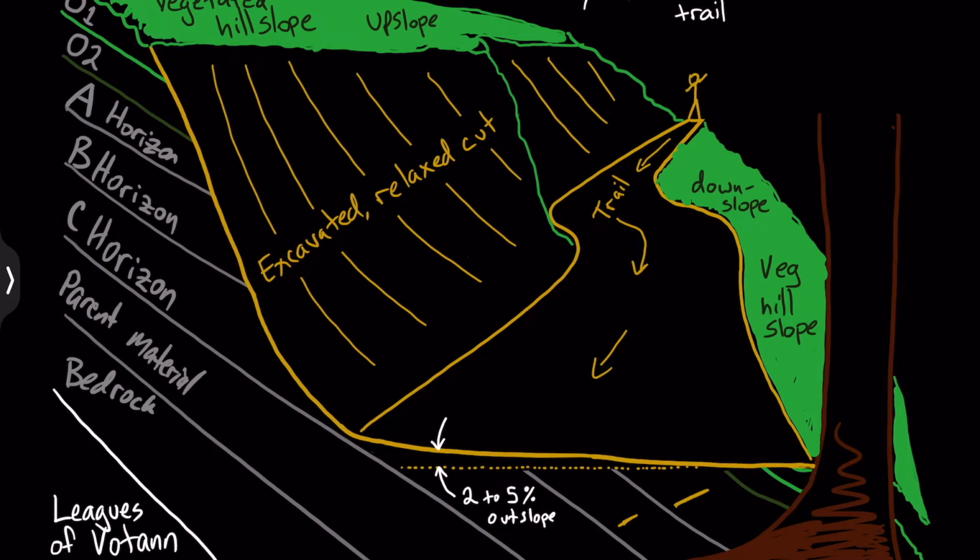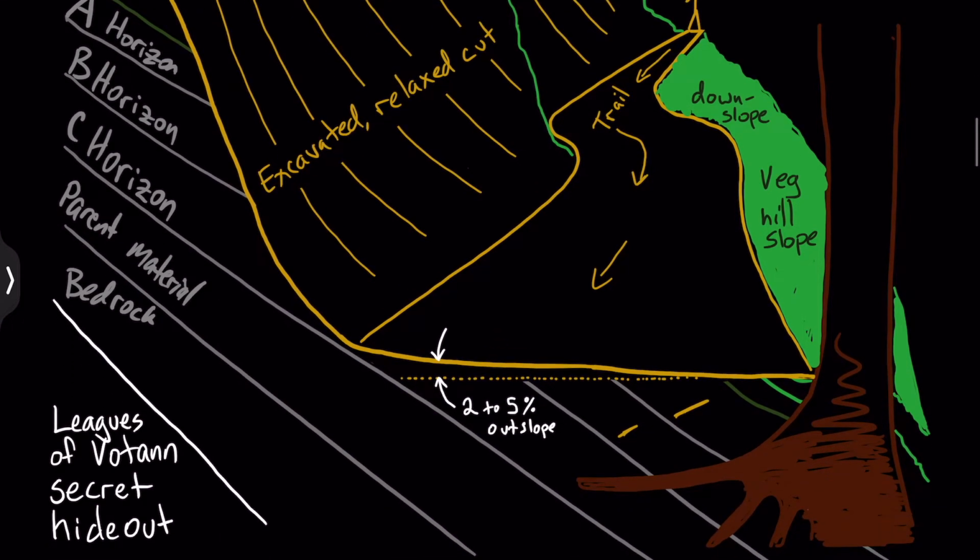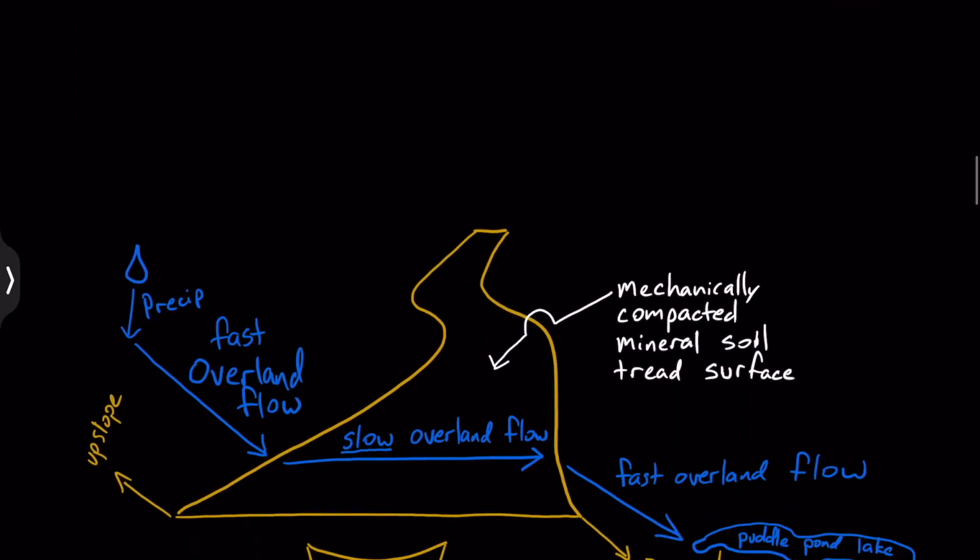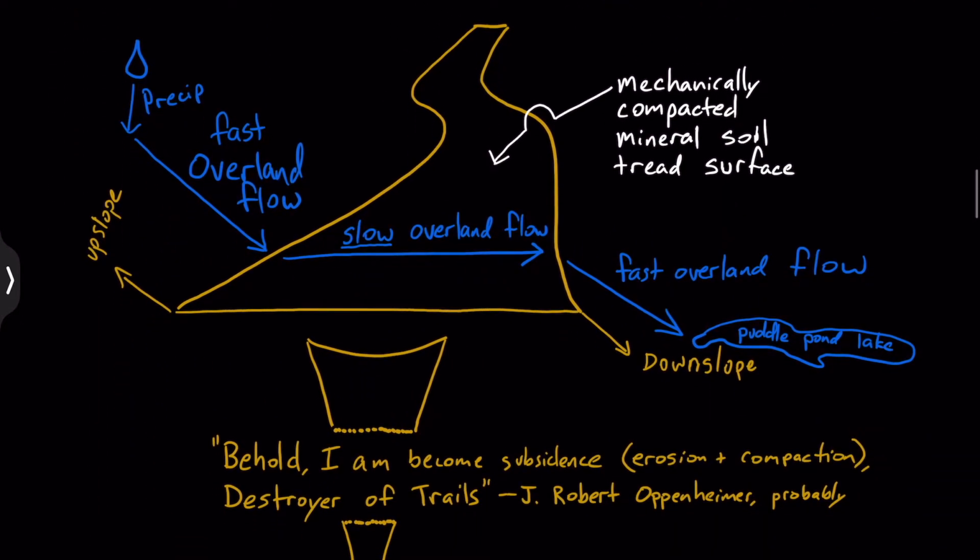and A horizons. We're going to build this trail to specification so that it has a 2 to 5% outslope. That is, if water hits this trail or hits anywhere in the micro watershed above the trail, upslope of the trail, it's going to be able to flow gently and slowly and not pick up a bunch of soil particles as overland flow. So it's going to start upslope here with our raindrop.